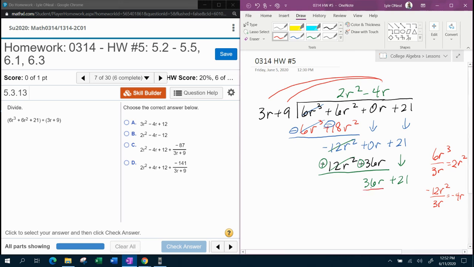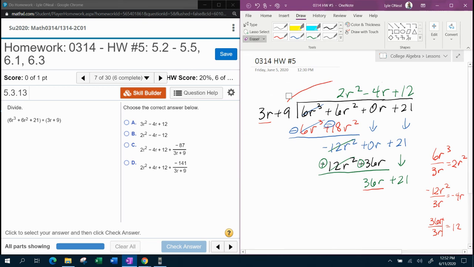Next step, take the 36r divided by 3r. I hope you see there's a pattern here. 36r divided by 3r. Did you see each time dividing by 3r? Each step of the process. 36 divided by 3, that's 12. And the r's are going to cancel. So the last term of the quotient is positive 12.